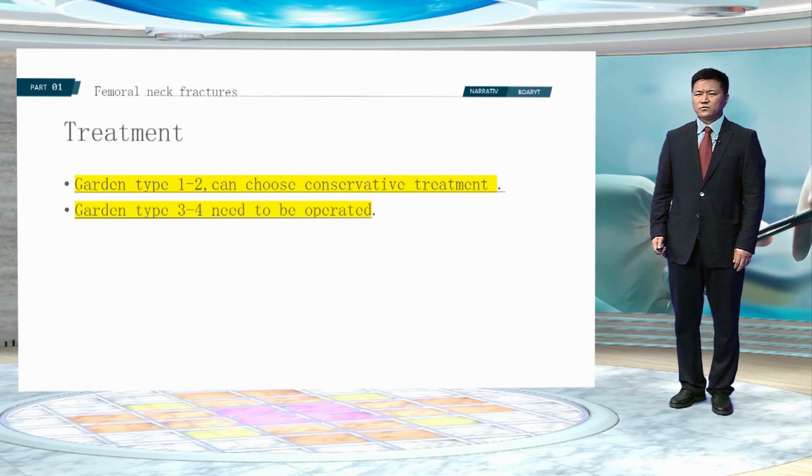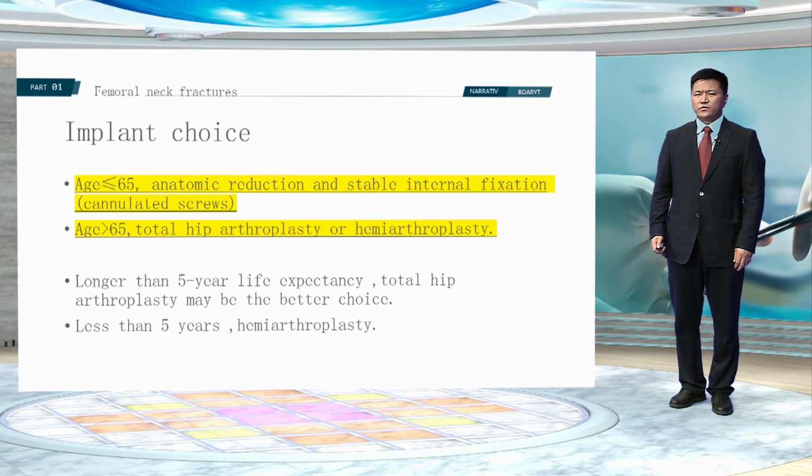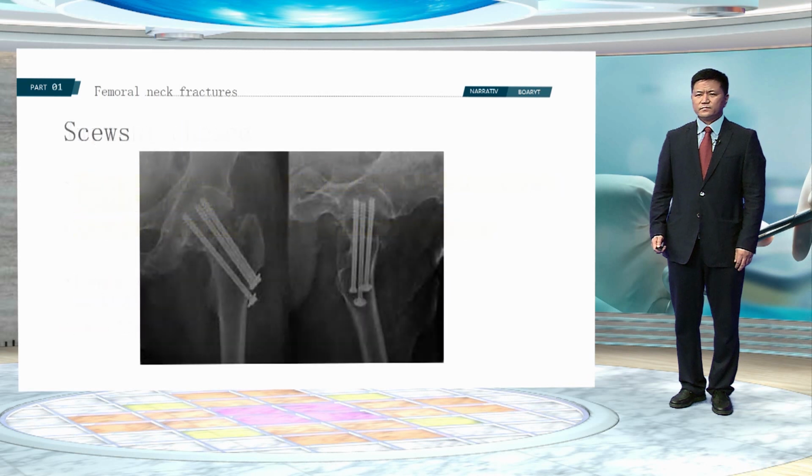For Garden type 1 and 2, we usually choose conservative treatment, and type 3 and 4 need to be operated on. For the operation, we usually use 2 methods. First is screw internal fixation, and second is arthroplasty. For patients younger than 65 years old, we use internal fixation. If the patient is older than 65 years old, usually we use arthroplasty.